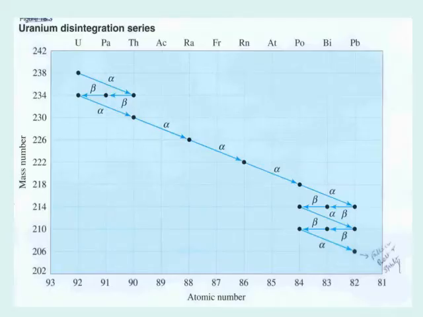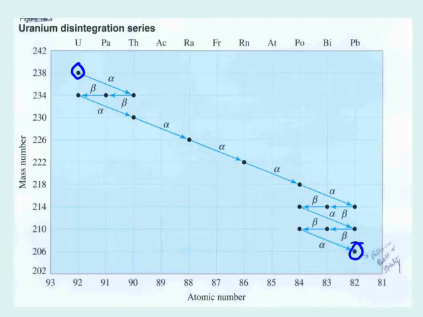Here we are showing you how uranium breaks down. So you start with uranium-238. It goes through a series of processes in which alpha, beta, alpha, alpha, alpha, all these different particles come out. And eventually it changes into lead, Pb, having atomic number 82.